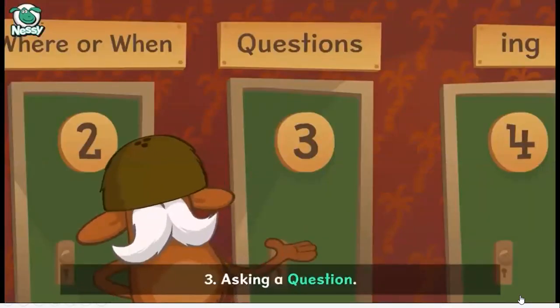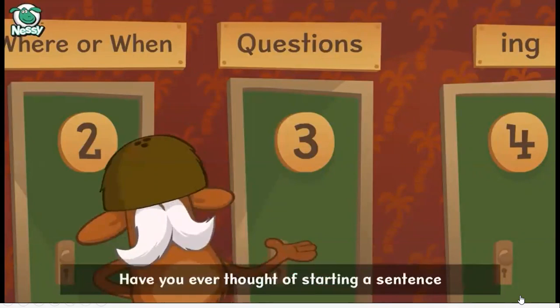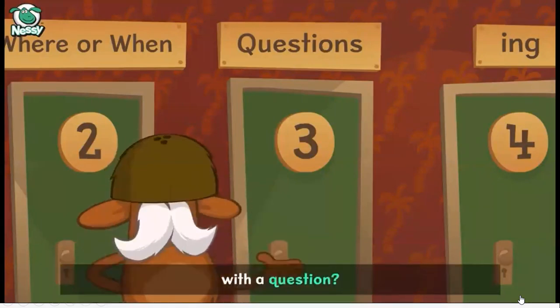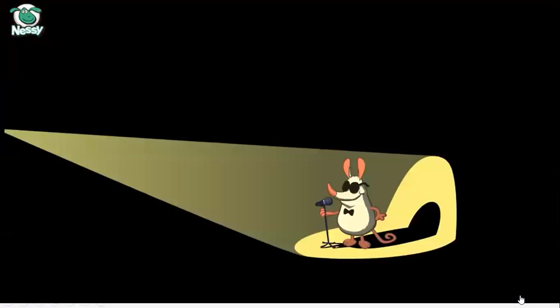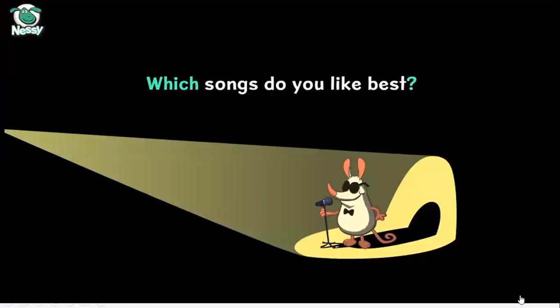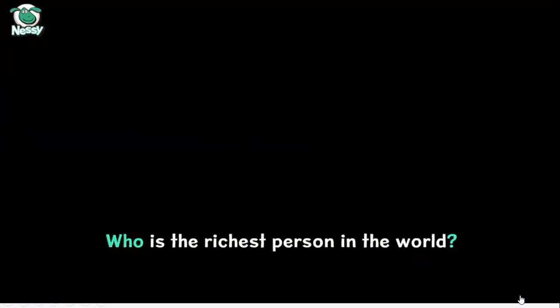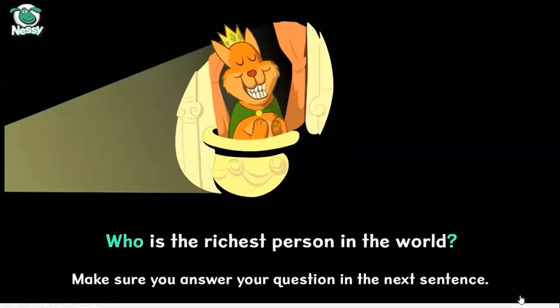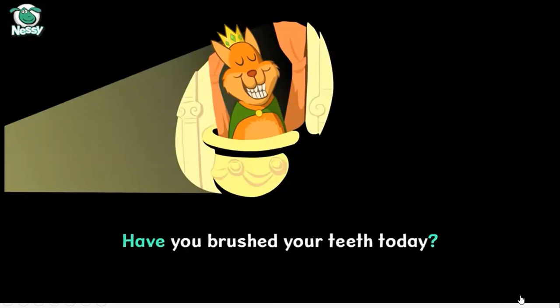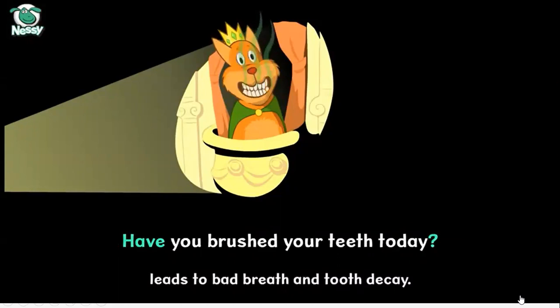Number 3, asking a question. Have you ever thought of starting a sentence with a question? A question makes the reader think. Which songs do you like best? Who is the richest person in the world? Make sure you answer your question in the next sentence. Have you brushed your teeth today? Forgetting to brush your teeth leads to bad breath and tooth decay.